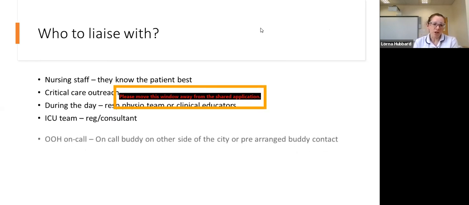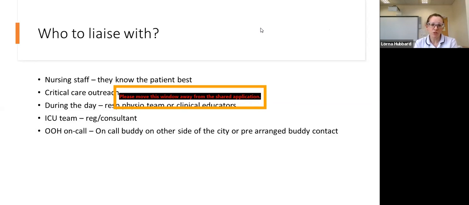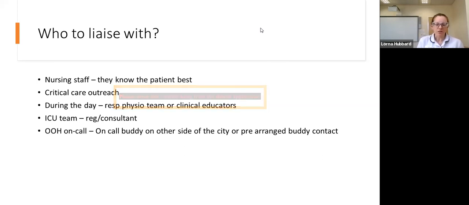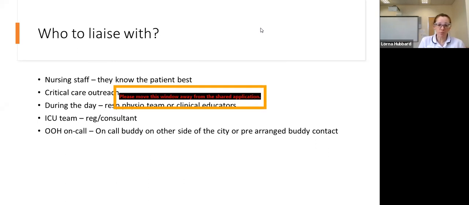So I know it can be difficult on the ward sometimes if the nursing staff are busy, particularly overnight, and there's not very many of them on, but keep the nursing staff involved in what you're doing, which I'm sure everybody naturally does anyway, as they also know the patient really well, and they can tell you how they've progressed or deteriorated through the day. Being aware of critical outreach and care outreach and escalating to them in appropriate circumstances, which we'll come on to in a minute.